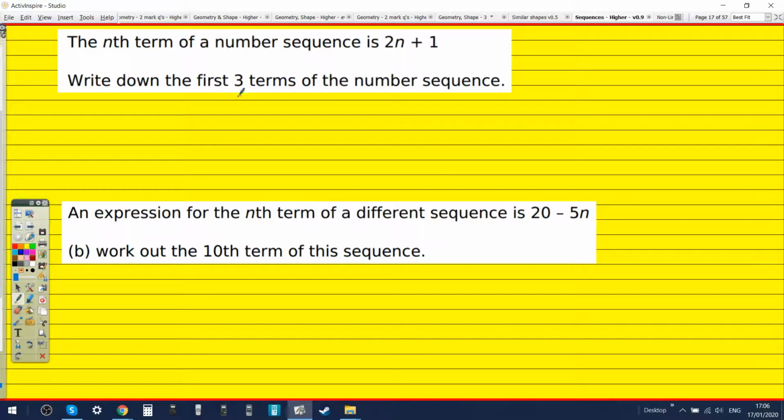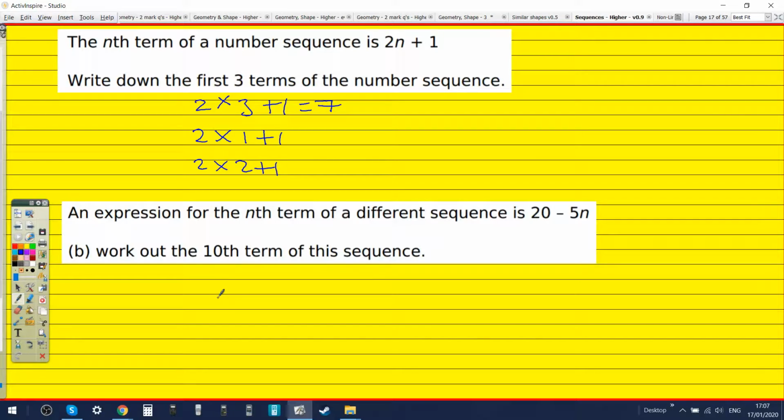How do you do this top one? 2 times 3 is 6 plus 1, 7. Yeah, 2 times... Well, that's the third term. What would be the first term? 3, and 5 the second. Yes. So the first term is when n is 1. The second term is when n is 2. The third term is when n is 3, and so on.